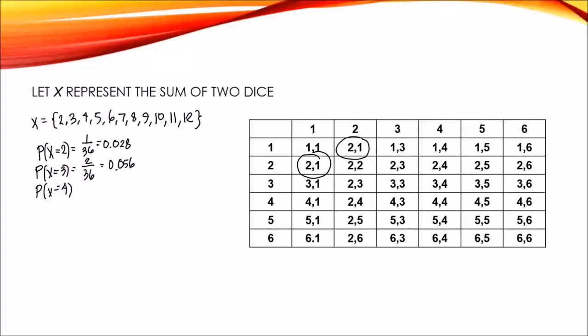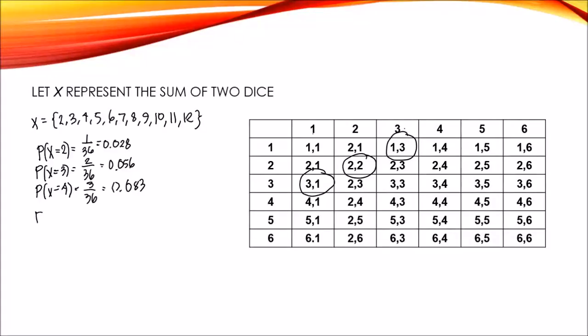Then we also have the probability distribution when x is equal to 4. The sum is 4, so what are these combinations? We have 1, 3, we have 2, 2, and we have 3, 1. Therefore we have 3 out of 36, that is equivalent to 0.083.